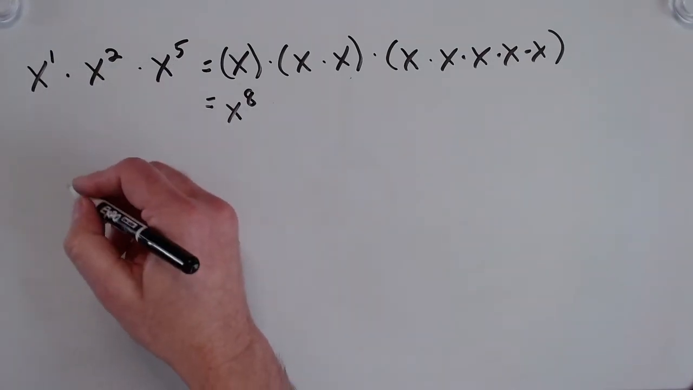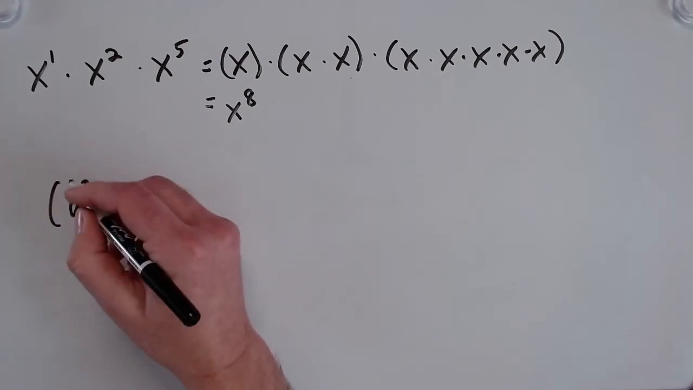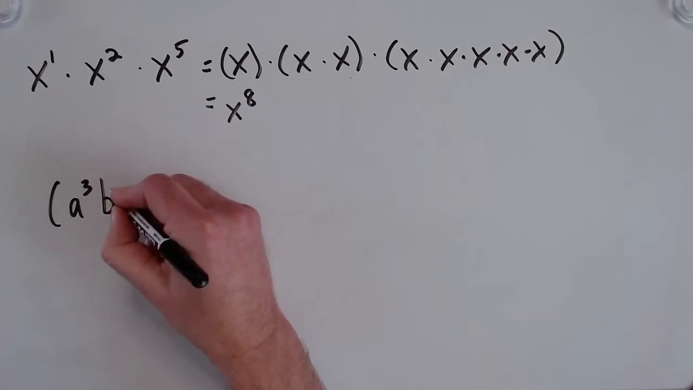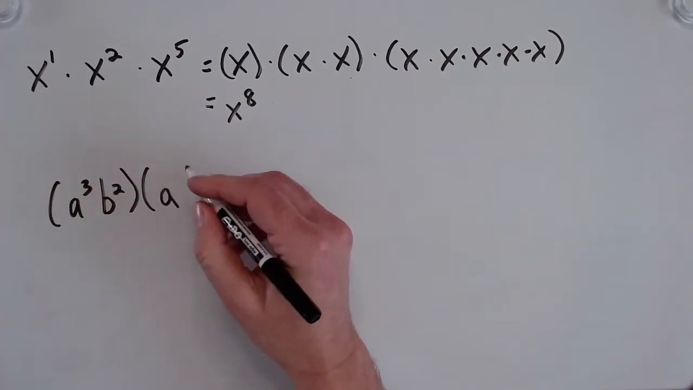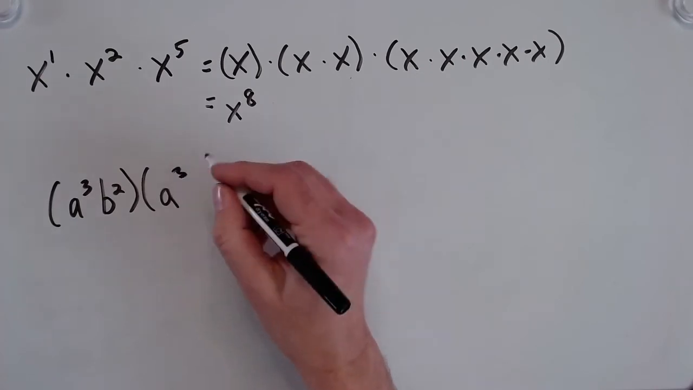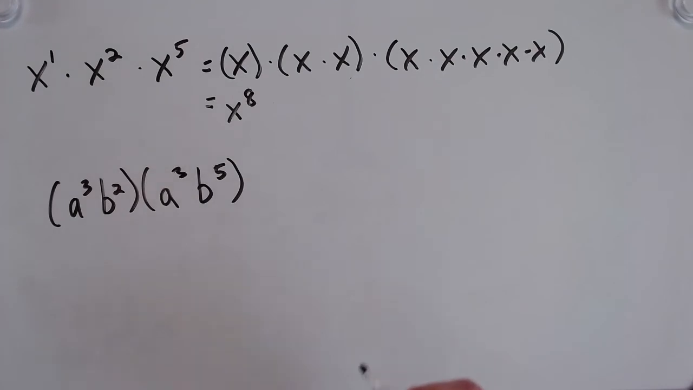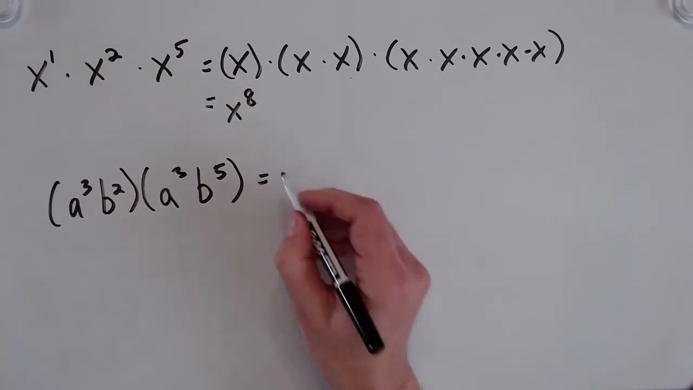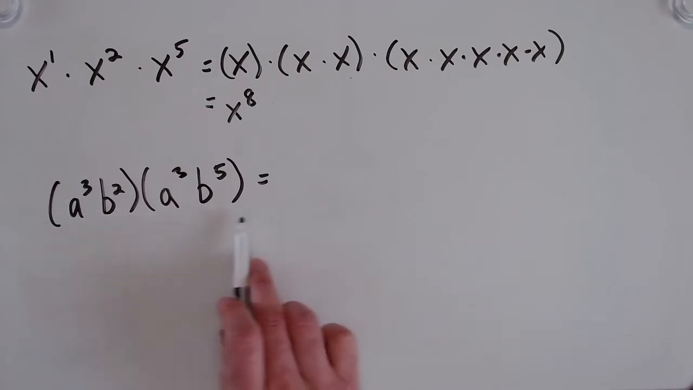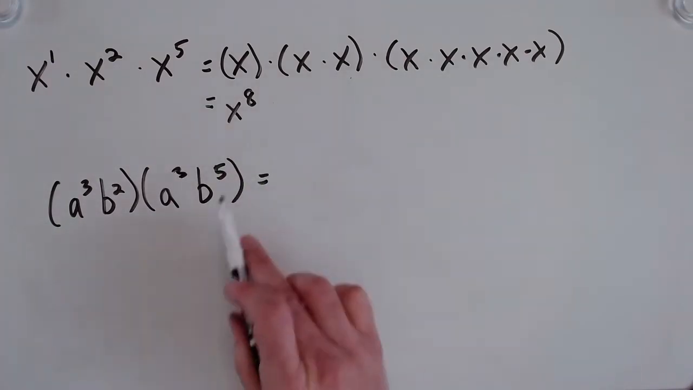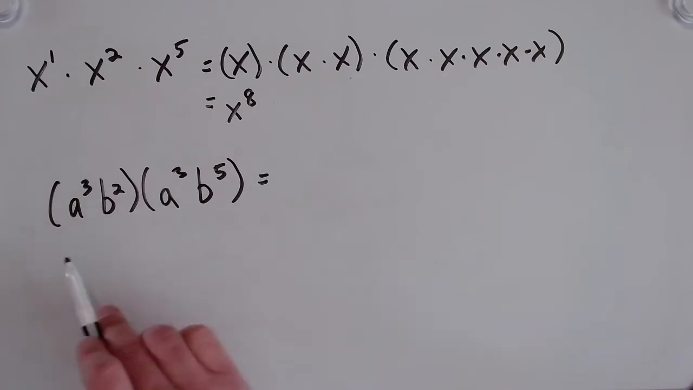Let's look at something a little bit more interesting. A cubed times b squared, that whole thing multiplied by a cubed b to the 5th. Okay, so again, we've got a bunch of stuff that's all being multiplied together, but we could rearrange it like this if we wanted to.